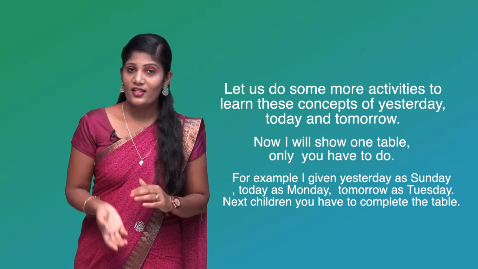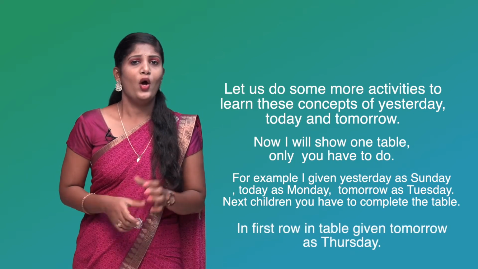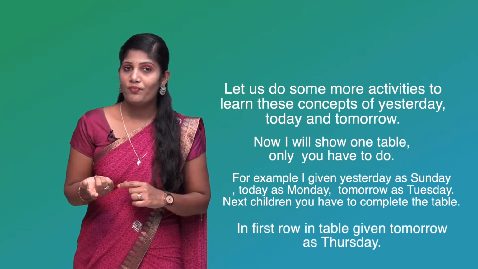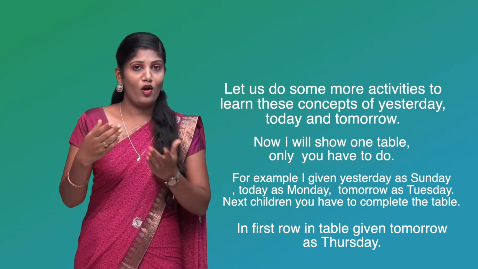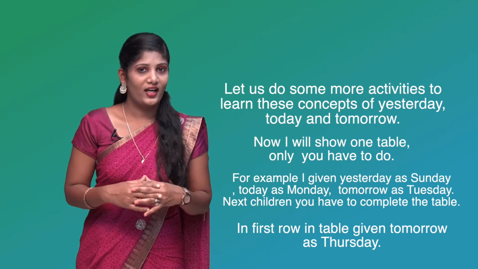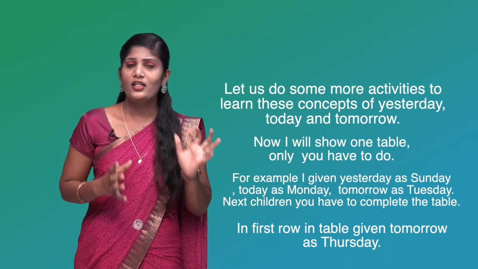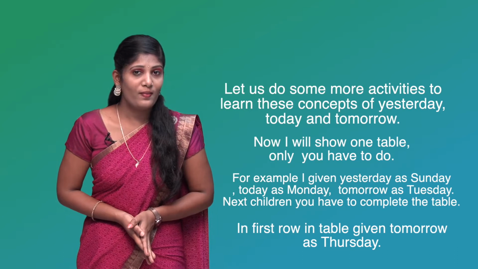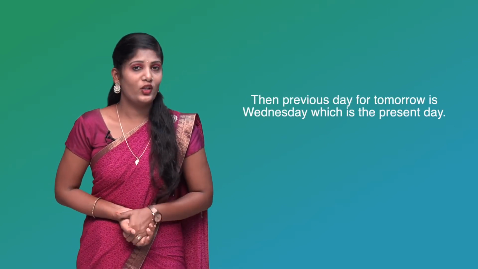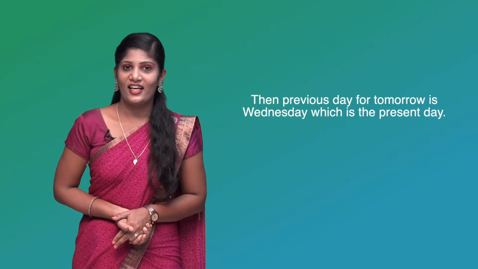So in the next row, they have given only tomorrow, right? So tomorrow means the next day of today, the next day of the present day. Right, children? So they have given Thursday in which column? In the tomorrow column. So think, children, if tomorrow is Thursday, then which day is it today? It is Wednesday, right, children?